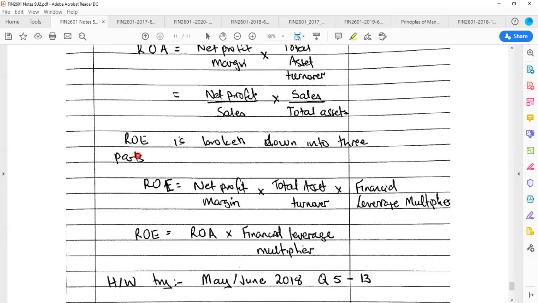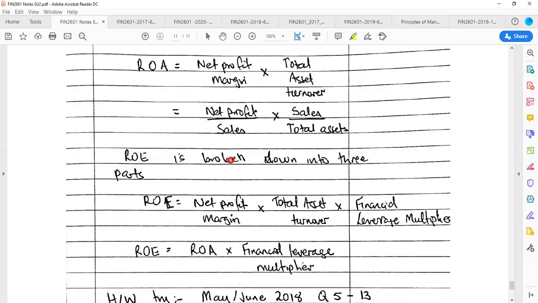On the other hand, the DuPont analysis says that return on equity is broken down into three parts, rather than using that other formula I gave you. We say return on equity equals net profit margin times total asset turnover times financial leverage multiplier. So we can just multiply these three items and we get return on equity. They will give you these items and say calculate return on equity. You just multiply and you get return on equity.